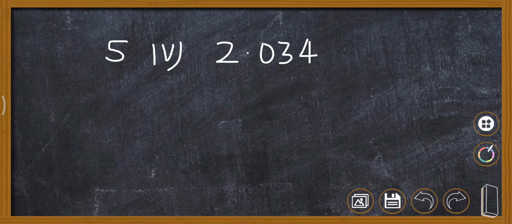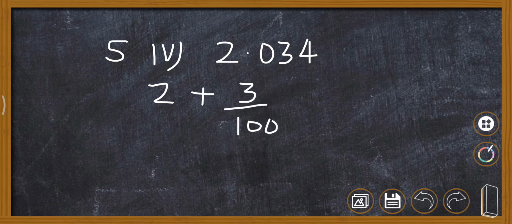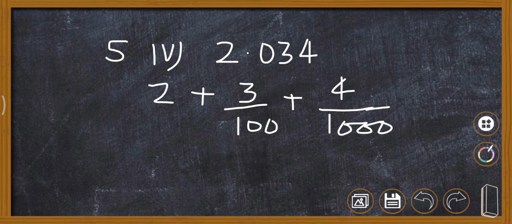Now this 2.034 you can write 2 plus, now this 3 is on the hundredths place, so we can write 3 upon 100, and 4 is on the thousandths place, so we can write 4 upon 1000. So you know that this 0 is on the tenths place, 3 is on the hundredths place, and 4 is on the thousandths place. So here we can write 2 plus 3 upon 100 plus 4 upon 1000.